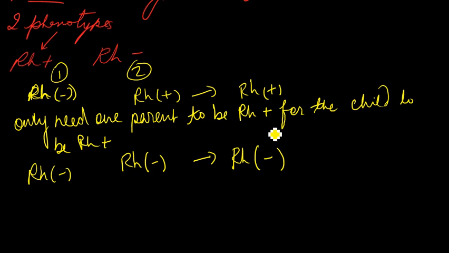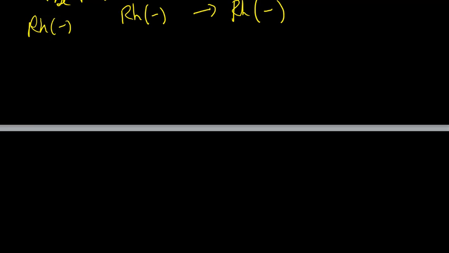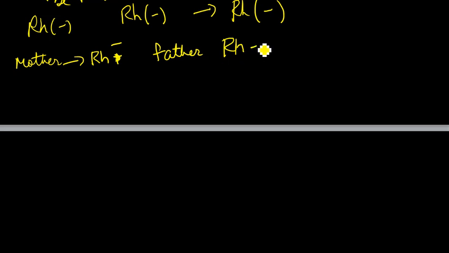So the most complicated situation arises when the mother is Rh negative and father is Rh positive. That means their child will be Rh positive because it satisfies the condition of one parent being Rh positive. That is the most complicated situation, and I'll explain that in the next video.